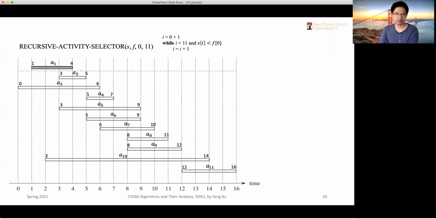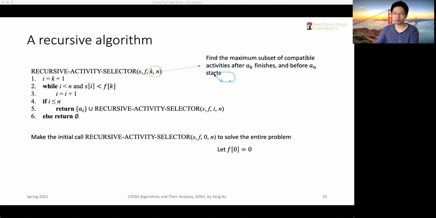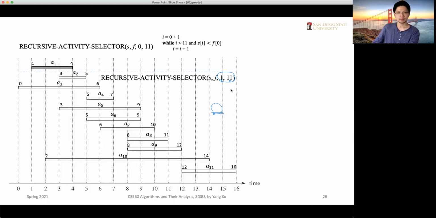Okay, so when A1 is selected, A1 would be the first activity being selected, right? So the next one we will call this recursive algorithm from 1 to 11, right? Remember, within the body of the function, we will make the recursive call between I and n, right? The next recursive call will start from I, right? So the next one would be from 1 to 11, right? So within this recursive call, we will have the same code executed, but I will start from 2, right?